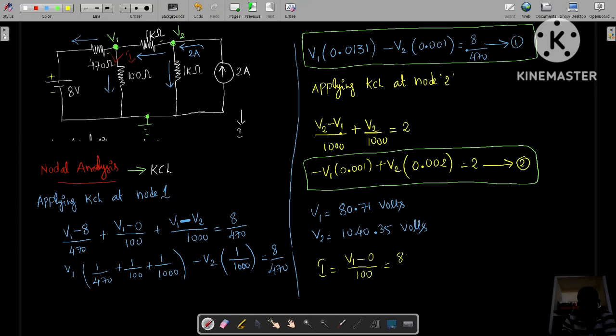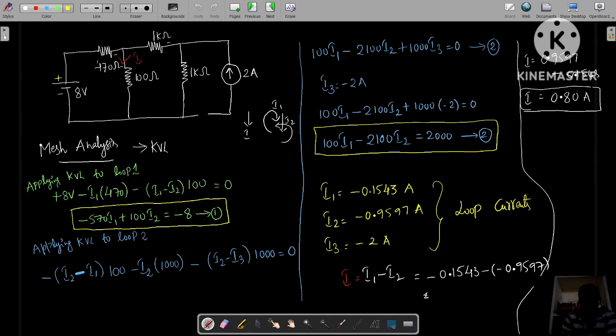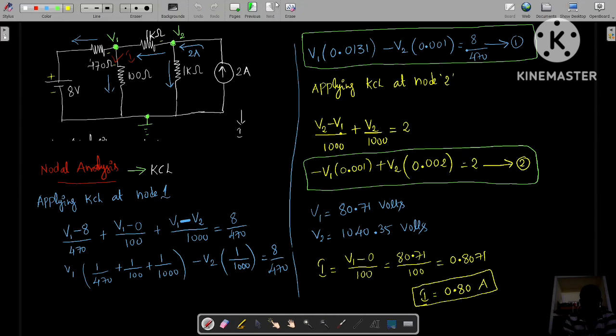So it is 80.71 divided by 100. So what you will get here is 0.8071. Now finally I can write it up to 2 decimals, so 0.80 amperes. So this is the current flowing through the resistor which we got by applying nodal analysis. By applying mesh analysis, what is the value of the current we got? This is 0.80 amperes by applying mesh analysis, and by applying nodal analysis we got the same value of current.